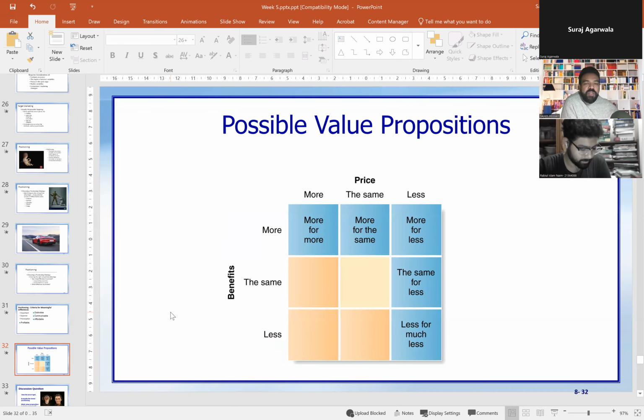Some products give us more with a lower price, but some products give us more with a higher price. Some products give us less for the least amount of price, and some products are in the middle. So you have to put yourself into this positioning map, where you plot exactly where your brand should be located. Where could consumers find less for much less? Some brands' strategy is like that: less for much less, going as low as possible. So this is a possible value proposition matrix.